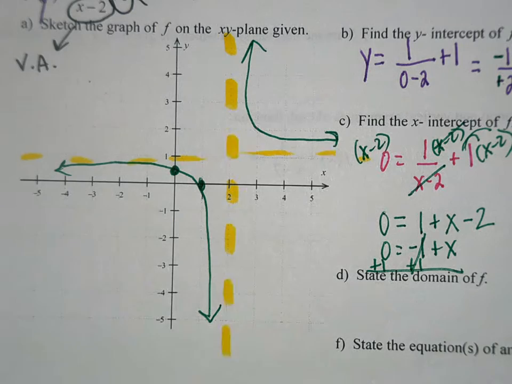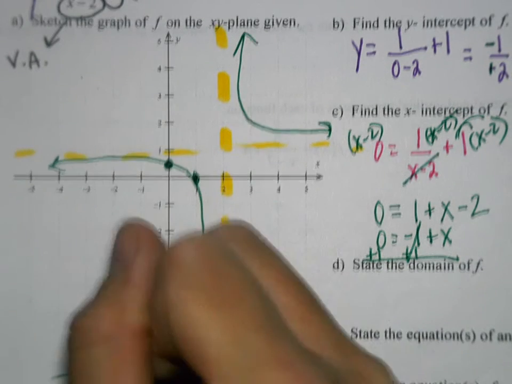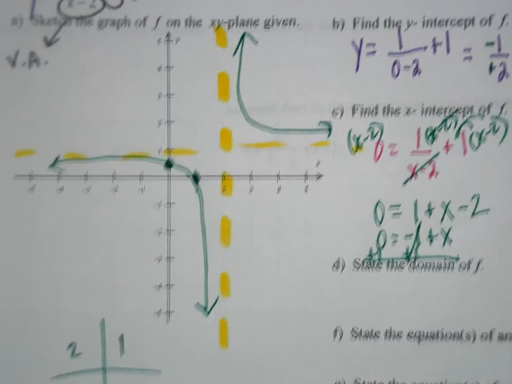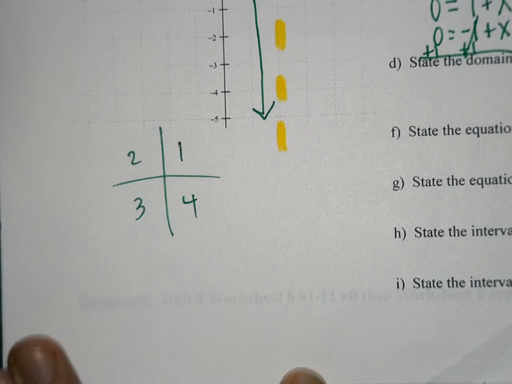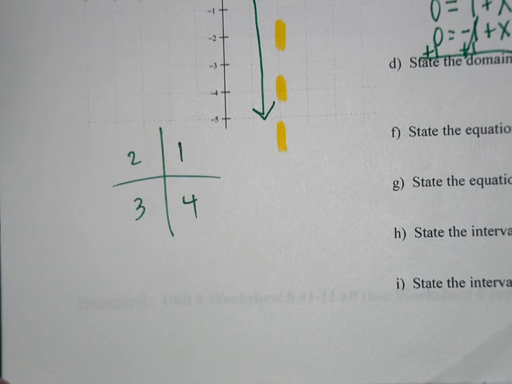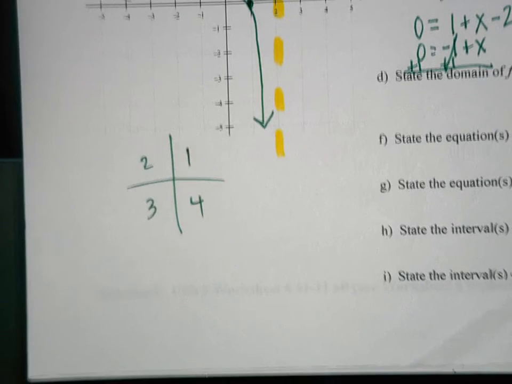So quadrants, just so you know, this is how it goes. It goes 1, 2, 3, 4. That's how the quadrants are labeled. Is it bad I never do that? You should know it.